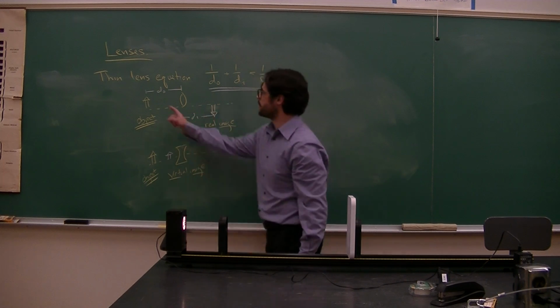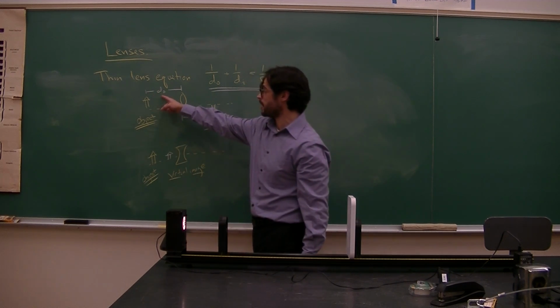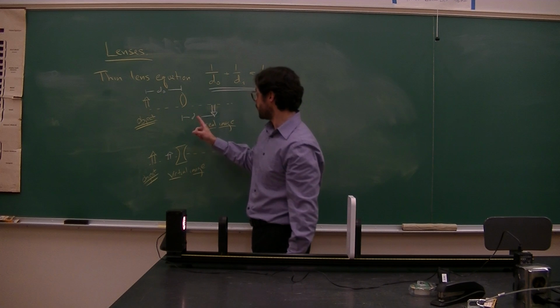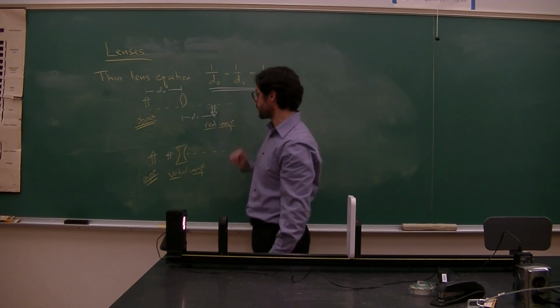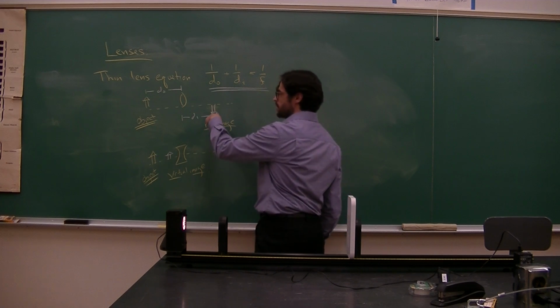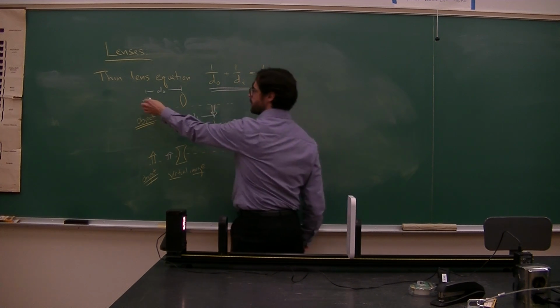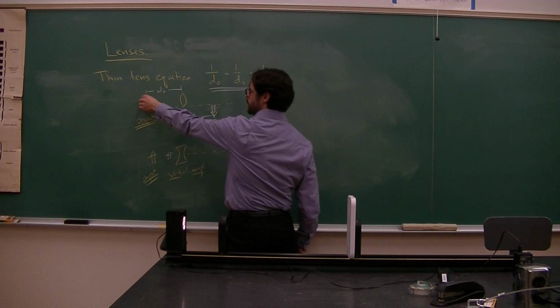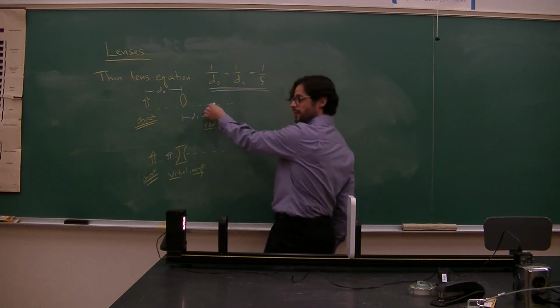For a real image, this is positive. The rays actually converge on the far side of the lens. So here's a real image. The other hallmark of a real image is that it's inverted. So this is upright just because that's how we drew it, and this is inverted.